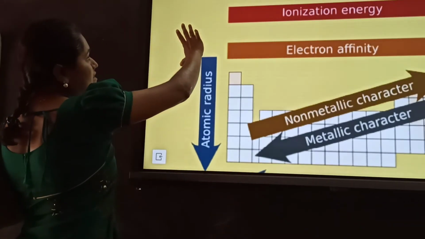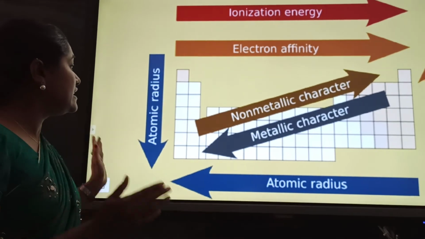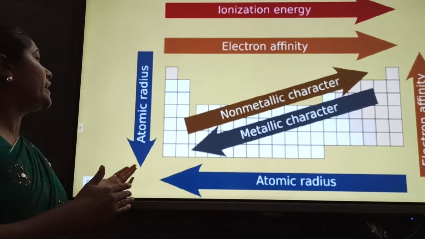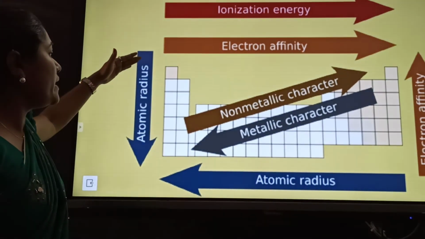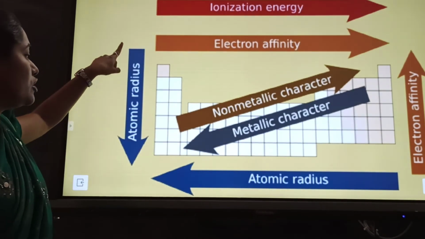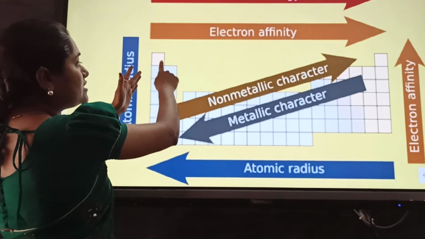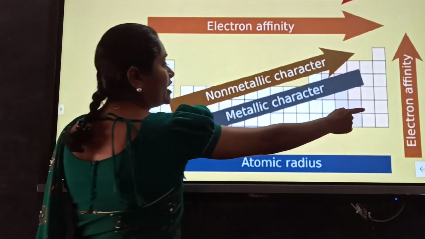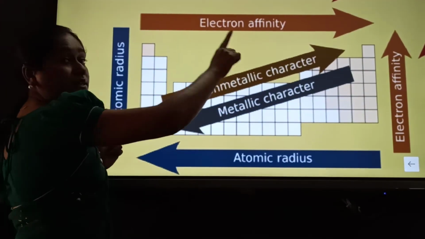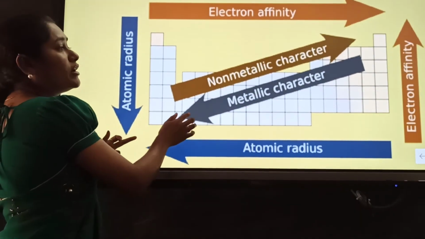So the last thing we have is just a chart. From this chart you can easily understand what happens when we go from left to right or from right to left. Here you can see atomic radius, the distance from the center of the nucleus to the outermost shell, and even non-metallic character. This is the S block and this is the P block, we all know. From here to here, non-metallic character increases. In the same way, from here to here, metallic character increases.